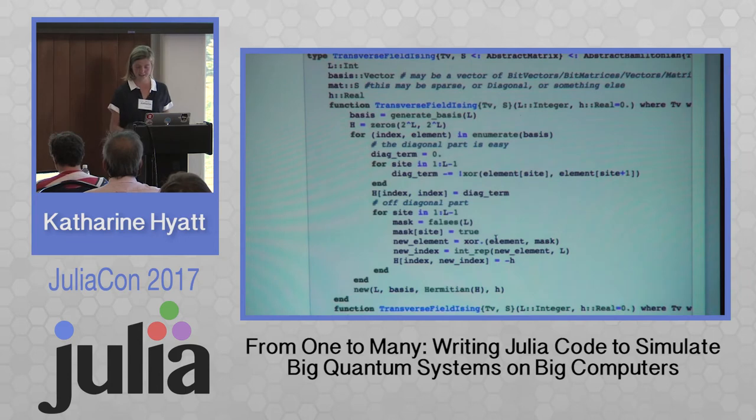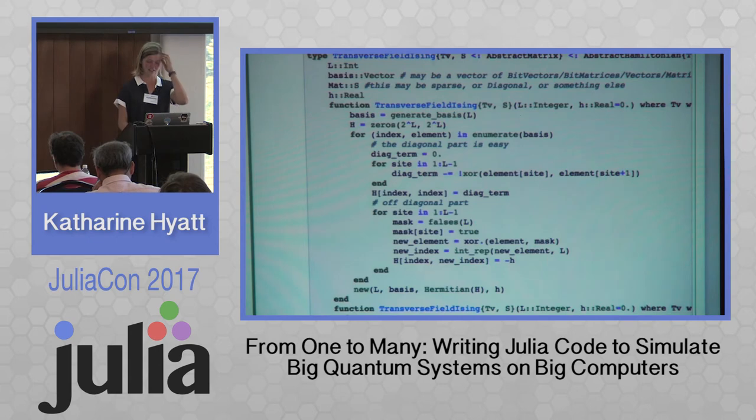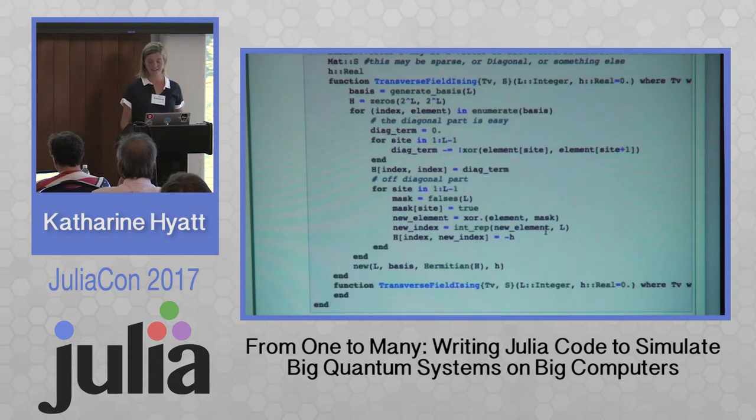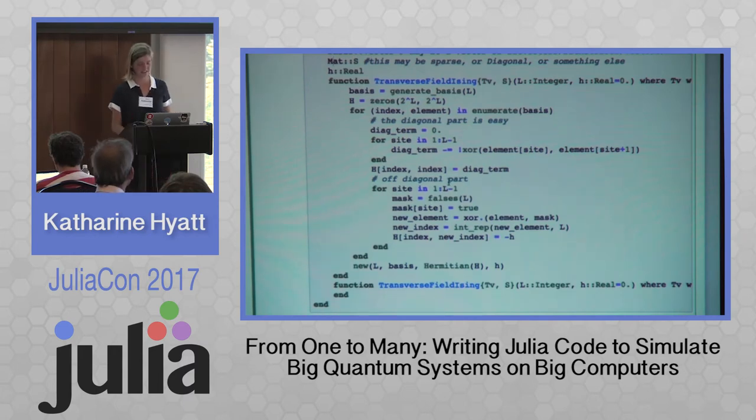I've redone the transverse field Ising part from the previous bit as its own type. So the model has some spin chain length L, some basis, some matrix that's of this abstract matrix type S, which could be sparse or diagonal or whatever we want, and the corresponding transverse field. And here we've got the function I wrote for the previous bit for constructing the dense matrix, now as a constructor for this type. As you can see, in the notebook I did not write the sparse version.